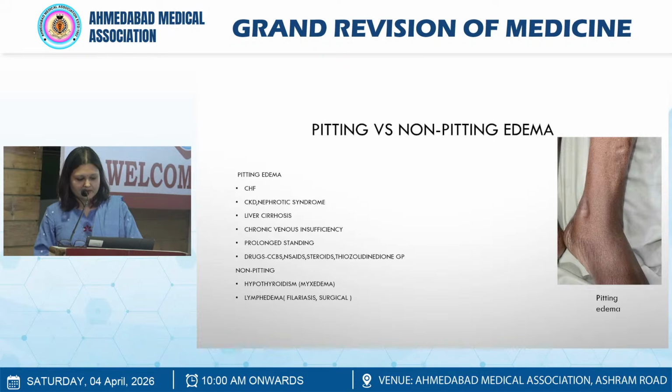Now, pitting versus non-pitting edema. I hope you all have learnt it. Okay, from that slide. Non-pitting edema na બે cause છે, main hypothyroidism and lymphedema. Rest all જે આપણે discuss કર્યા, that all leads to pitting edema.